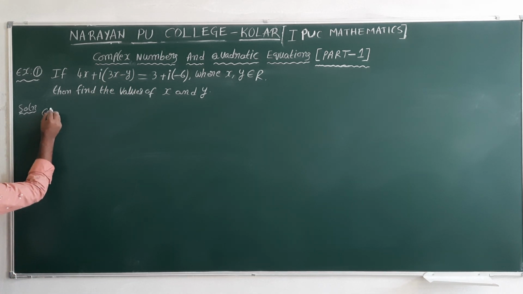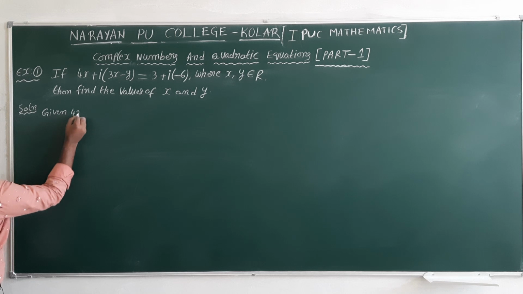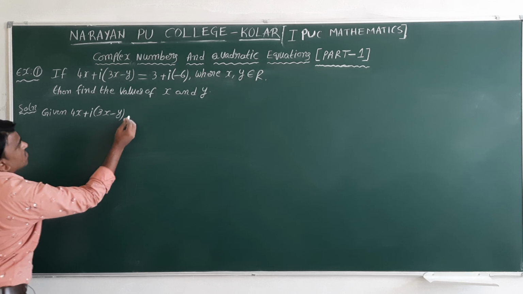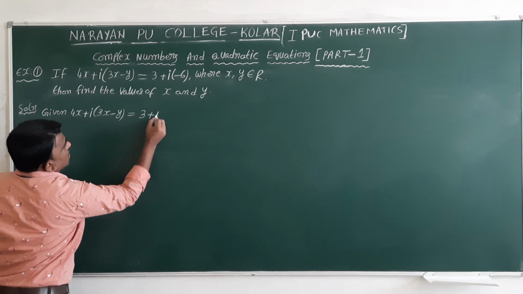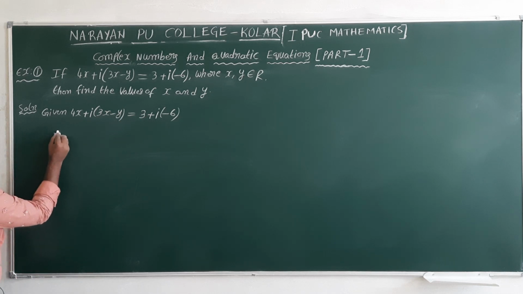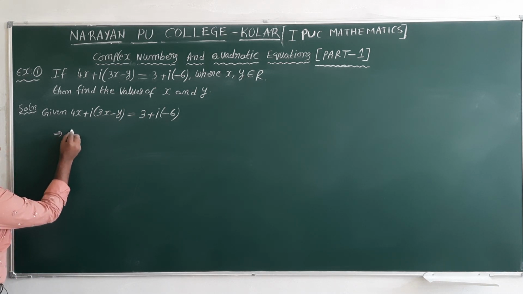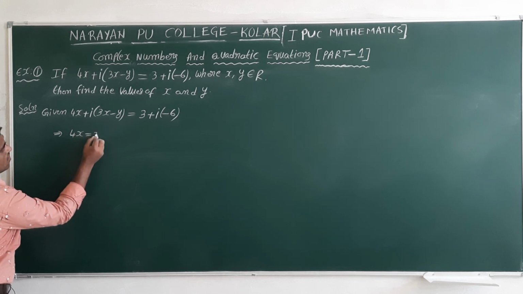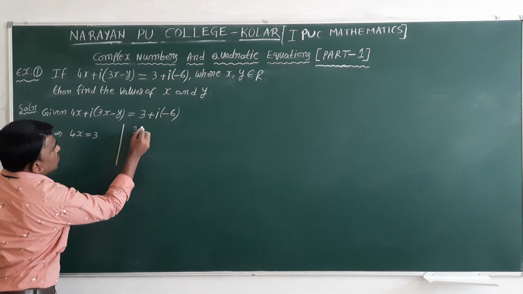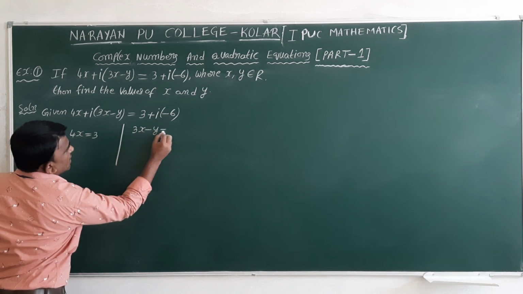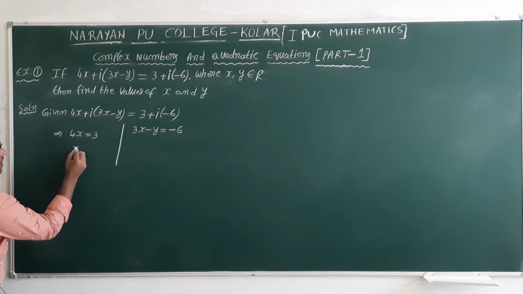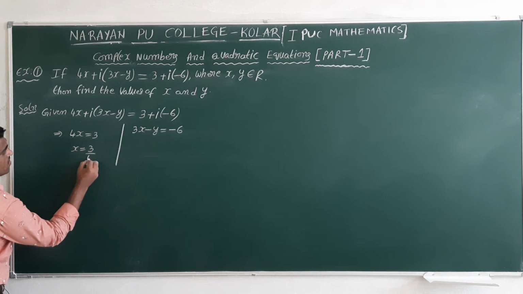So given 4x + i(3x - y) = 3 + i(-6). That means these two complex numbers are equal, which implies 4x = 3, since the real parts are equal. Then what is the imaginary part here? The left side imaginary part is 3x - y, and the right side imaginary part is -6. From the real part, the x value is 3/4.